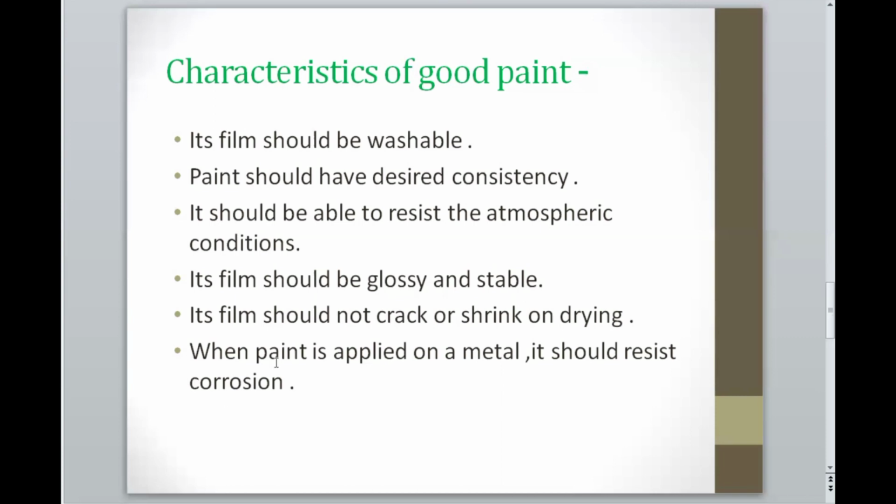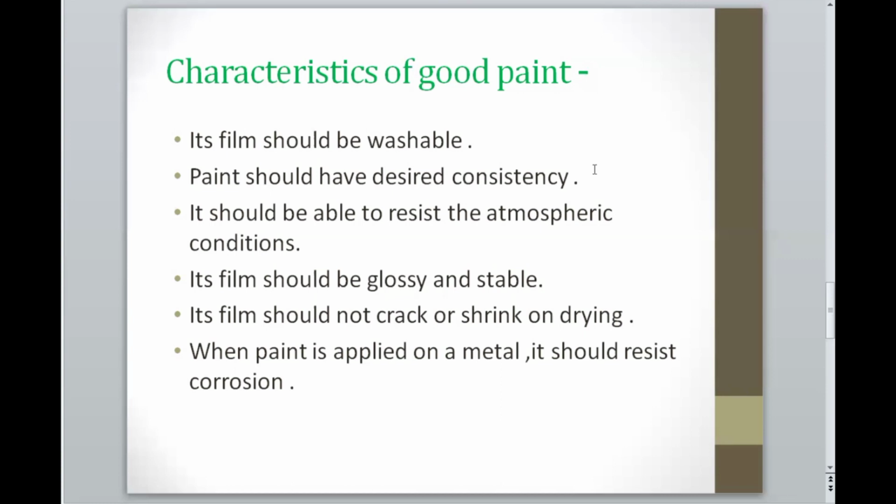Okay. And the last characteristic of a good paint is, when paint is applied on a metal, it should resist the corrosion. This is the main purpose of applying the paint on metallic surfaces. The painted film should protect the metal from corrosion. Okay.